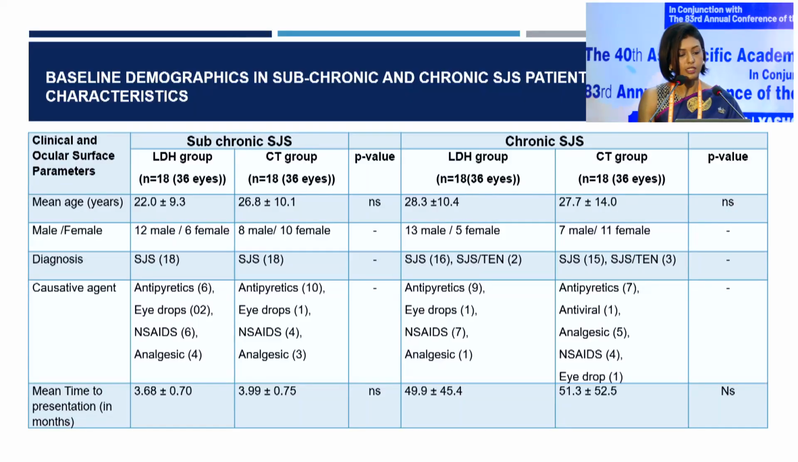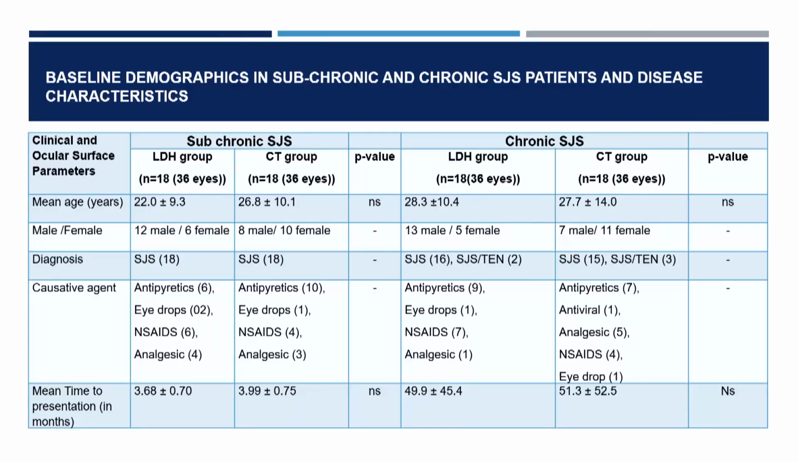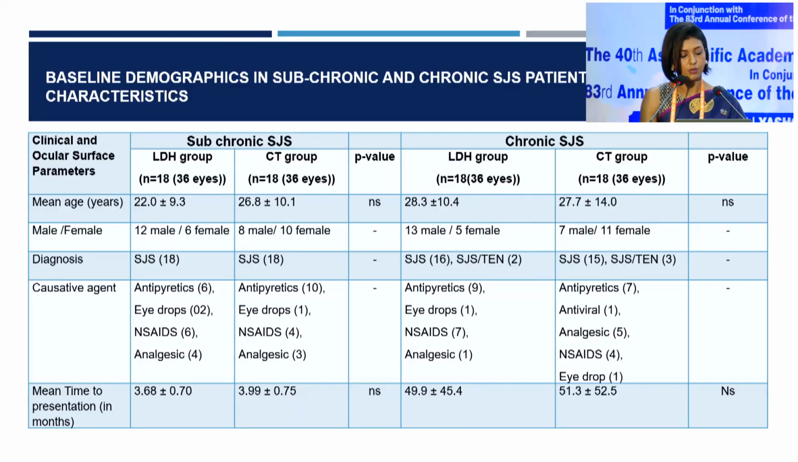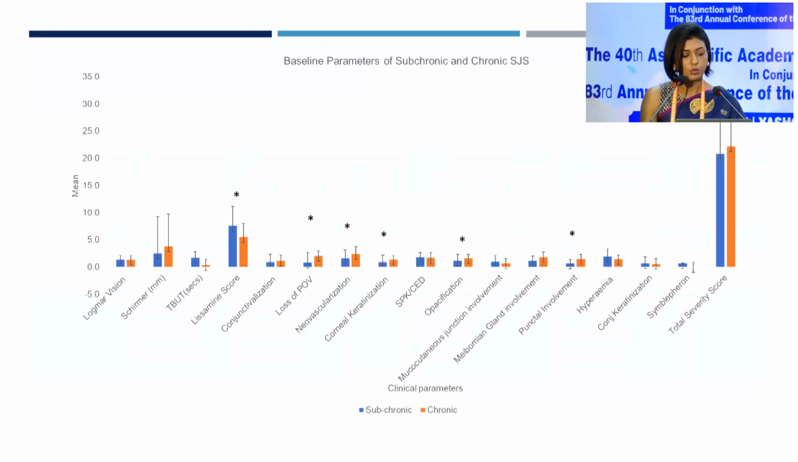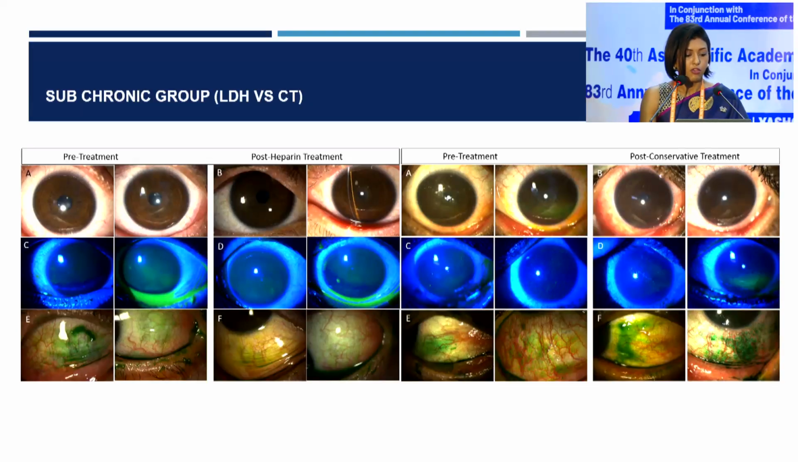Results: both groups had comparable mean age, and the causative agents were primarily antipyretics. Mean time to presentation was less than 6 months in the subchronic group, and 49 to 51 months in the chronic group. When the baseline parameters were compared, the subchronic group had significantly higher lissamine staining score, while the chronic group had significantly more loss of palisades of Vogt score, corneal neovascularization, corneal keratinization, opacification, and punctal involvement. This is a representative image of pre and post treatment in the heparin as well as conservative group in the subchronic stage, showing regular fluorescein and lissamine staining.